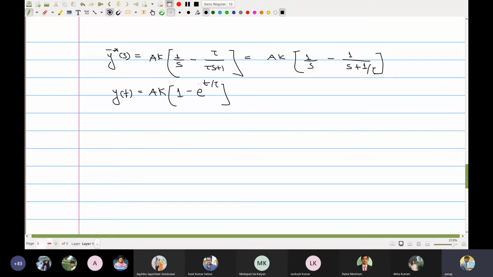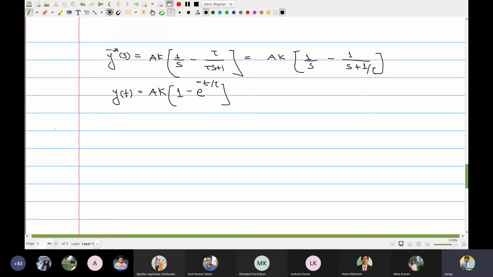This will become minus t by tau. Yes, now I think it is correct. If you find any mistake, please feel free to point out. This is minus, so AK times 1 minus e to the power minus t by tau.